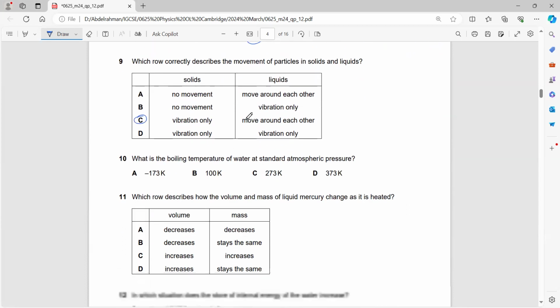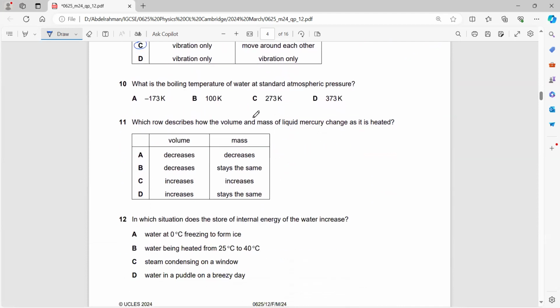C. What is the boiling temperature of water at standard atmospheric pressure? We know that the boiling temperature is 100 degrees Celsius, not 100 degrees Kelvin. How can I convert from Celsius to Kelvin? Kelvin equals Celsius plus 273. 100 plus 273 would be 373 Kelvin.